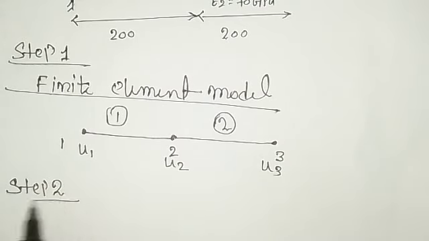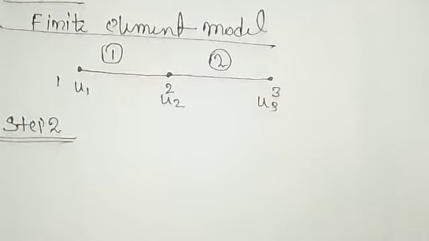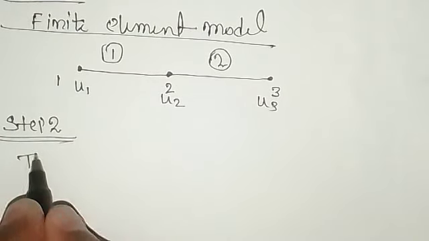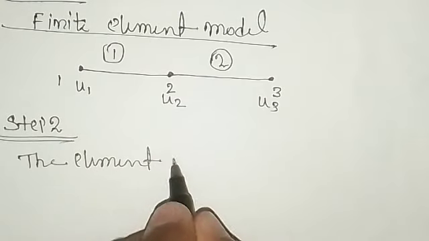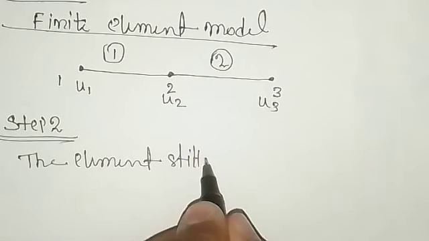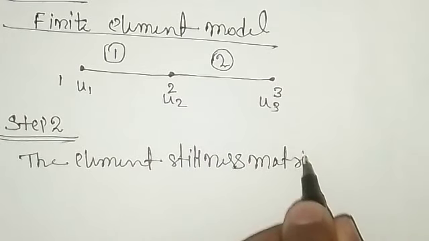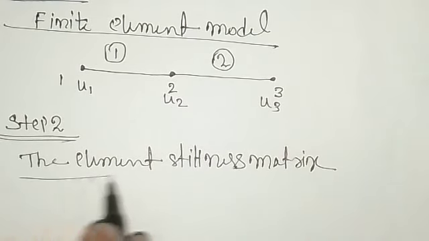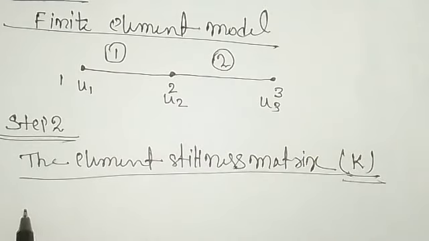Next we have step 2. Step 2 means we need to find the element stiffness matrix. The element stiffness matrix, stiffness we denote by K, so K we will find.